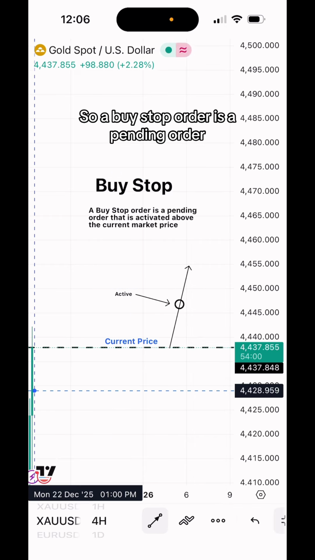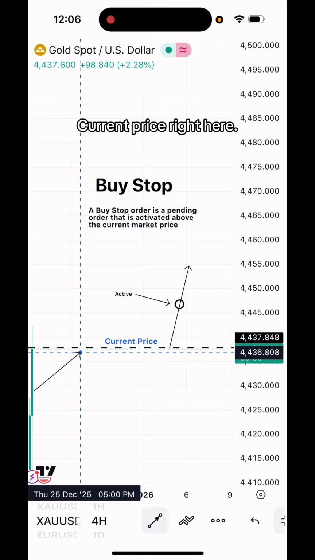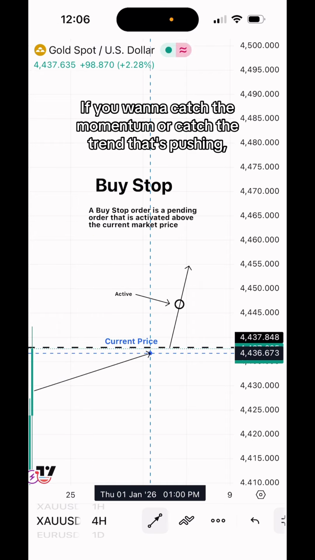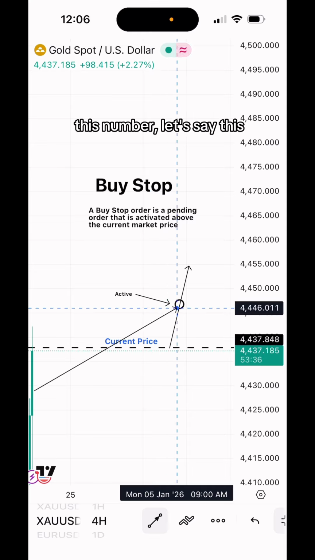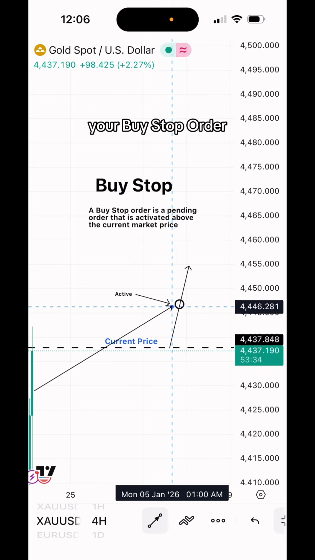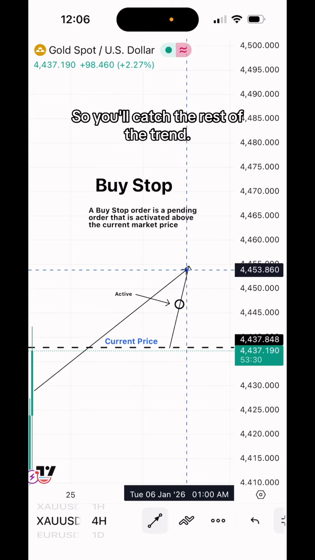So a buy stop order is a pending order that is activated above the current market price. Current price right here. If you want to catch the momentum or catch the trend that's pushing, you would set a buy stop order. Okay, so when price reaches this number, let's say this is where you put your buy stop order, it'll activate here and then it'll keep pushing. Okay, so you'll catch the rest of the trend.